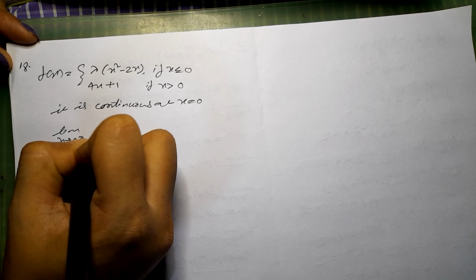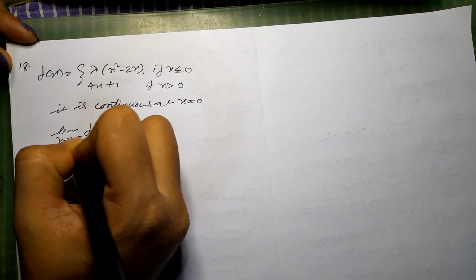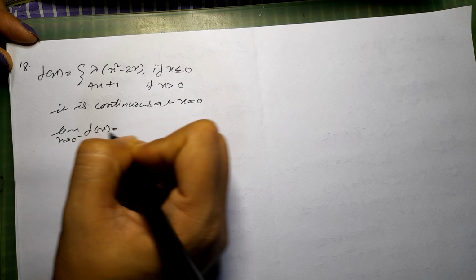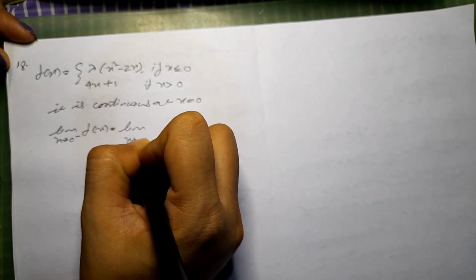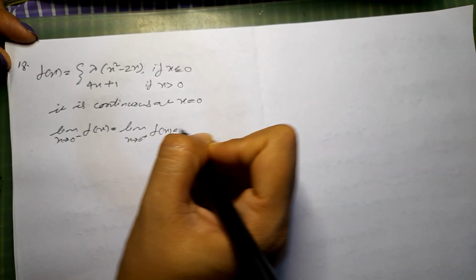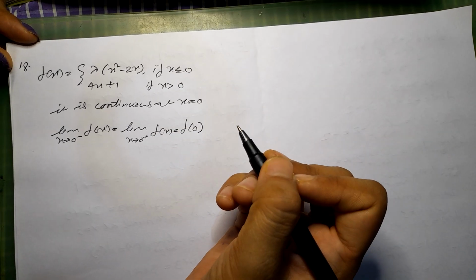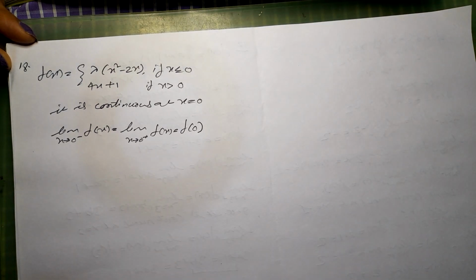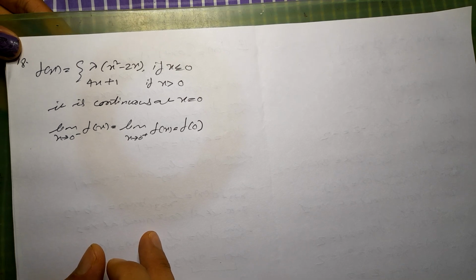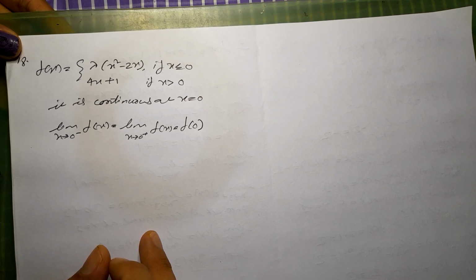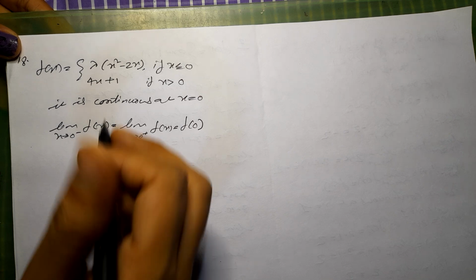What is the condition? The left hand limit of f of x at 0 is equal to the right hand limit of f of x, which is equal to f of 0. This is the condition, because it is continuous, therefore they are equal. So first let's find the left hand limit, the right hand limit, and f of 0, and using these we find the value of lambda.